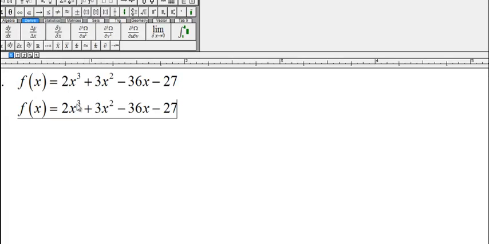So we just take each term. The 3 comes down times the 2, makes that a 6, and the power goes down 1, so that power becomes a 2. The 2 times 3 makes a 6. The power goes down to first power, which we don't have to write. The derivative of the linear term is just the coefficient, and the derivative of the constant is 0. So there is the derivative.